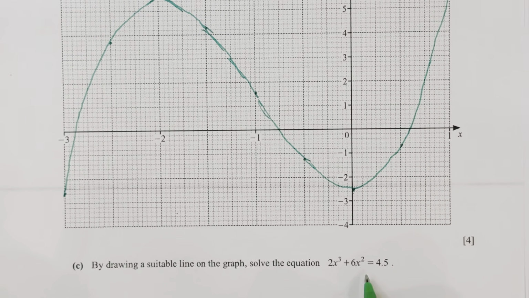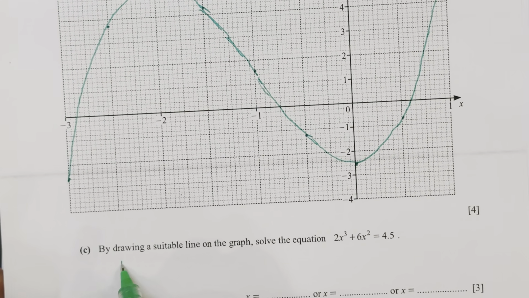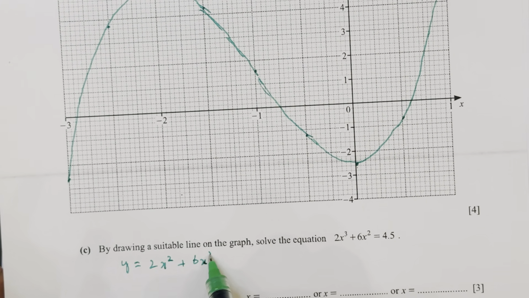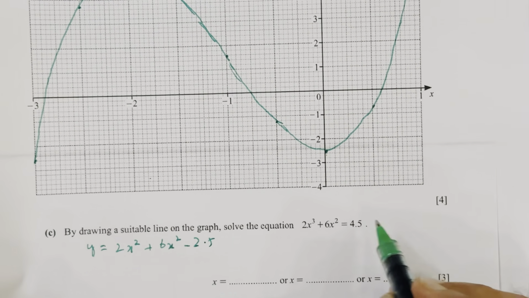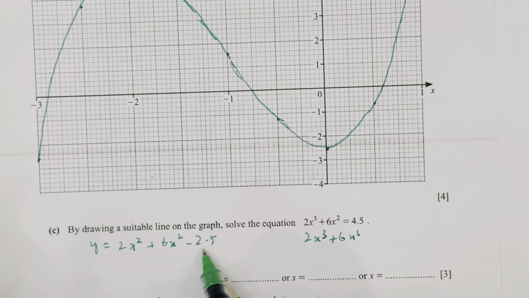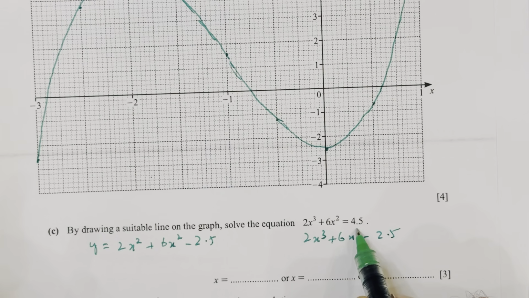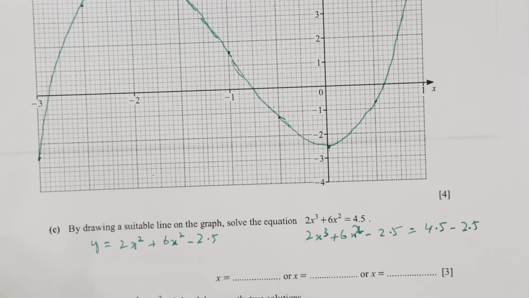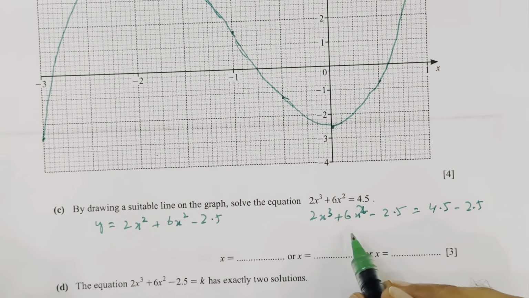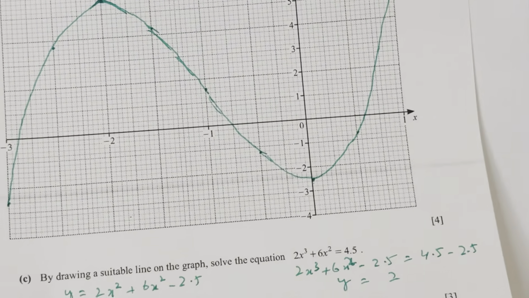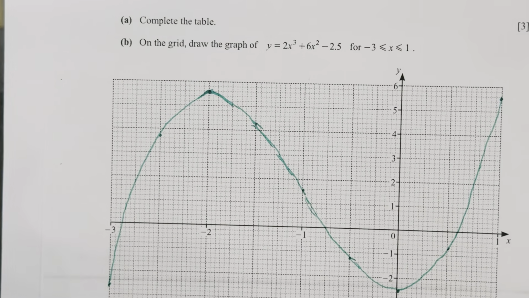Okay, you have to compare this equation with the original equation, and the original equation is y is equal to 2x cube plus 6x square minus 2.5. We have the equation 2x cube plus 6x square, and if we subtract 2.5 on both sides, it would be 4.5 minus 2.5, so this is equal to y, then y is equal to 2. Now you need to make a line that is y is equal to 2.